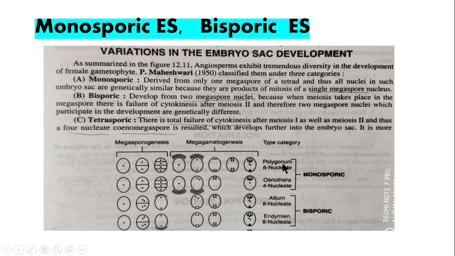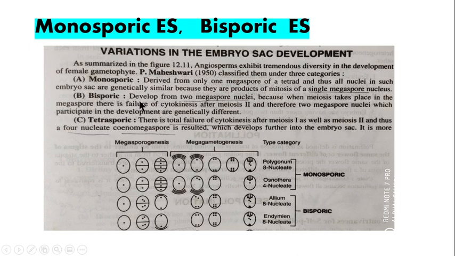Look here, polygonum type and Oenothera type. So this is megasporogenesis, megagametogenesis, formation of the polygonum, 8 nucleate type of embryo sac, and this is a type of monosporic. Again, Oenothera type, it is 4 nucleate, it is again a type of monosporic. From here to here it is megasporogenesis, then megagametogenesis, and then we come to the bisporic.